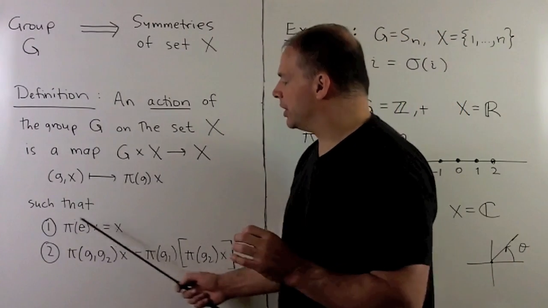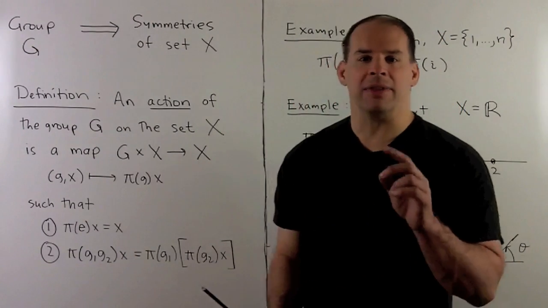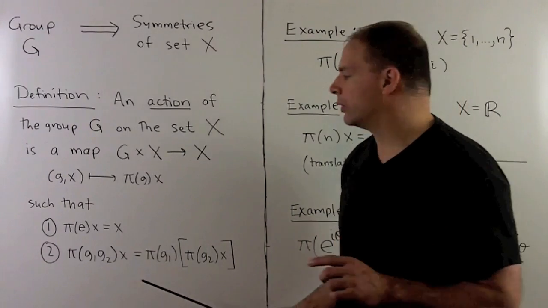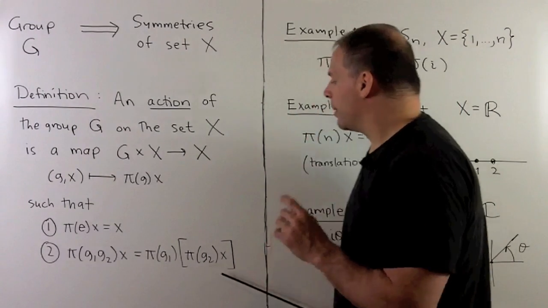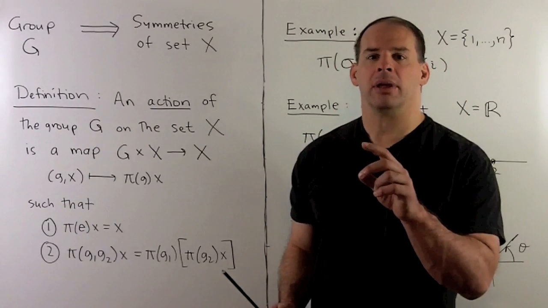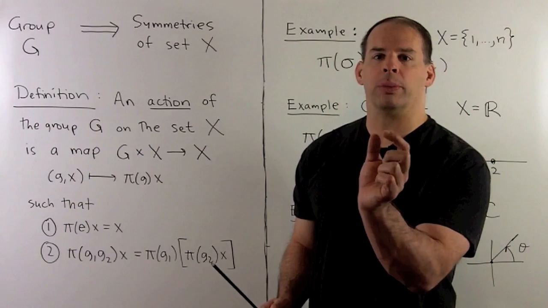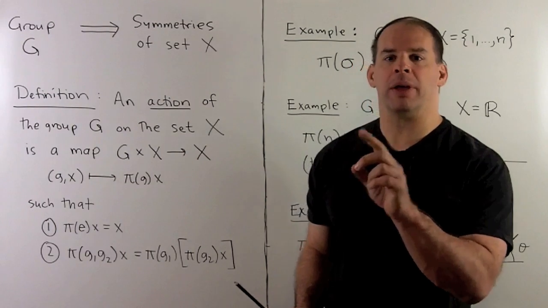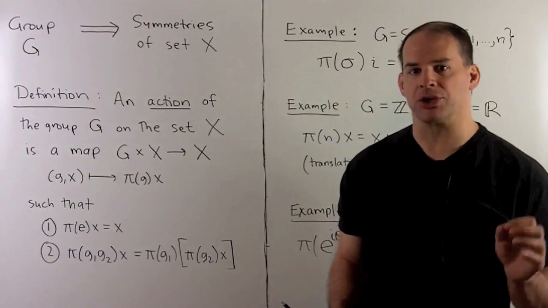Now, the first condition just says pi of the identity element is the identity map from X to itself. The second item says pi respects group multiplication. So if we have a product, I can multiply in the group, then apply it to x, or I can apply g2 and then apply g1, we get the same answer.